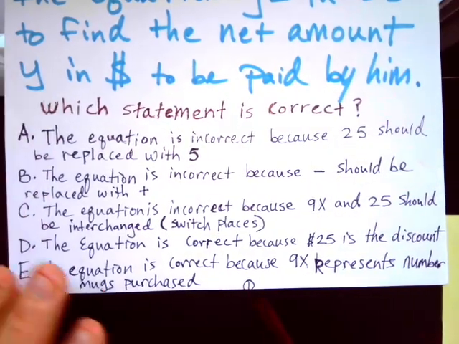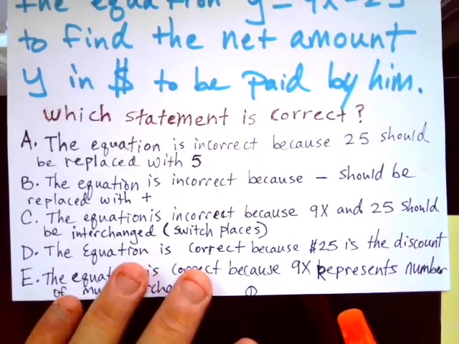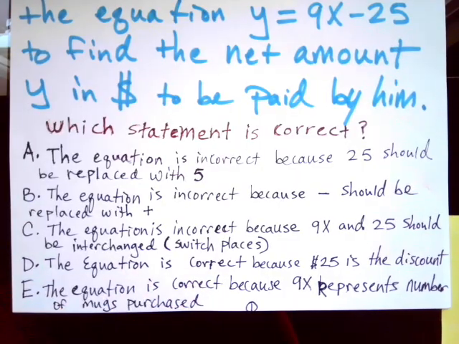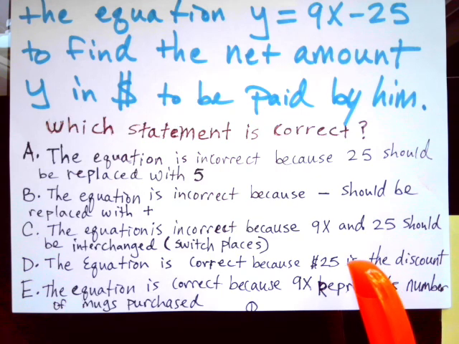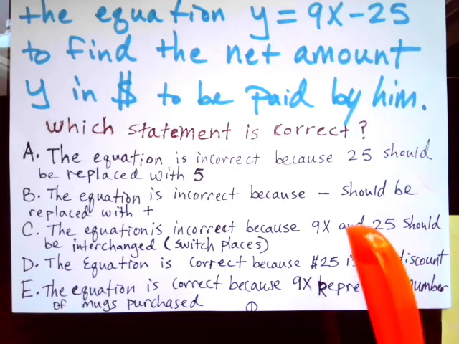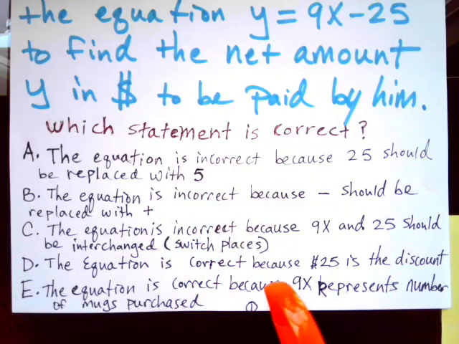Now, sometimes when you have these options, you can have multiple A, B, C, D, and E answers that are correct. So what you need to do is choose the best correct answer. For example, E talks about, hey, the equation is correct because 9 times x represents the number of mugs purchased. And that's correct. 9 times x represents the total number of mugs purchased, right? But there's a better option in here, A, B, C, or D.